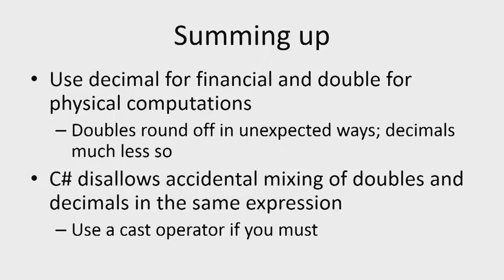C# disallows accidental mixing of doubles and decimals in the same expression. If you do have to mix doubles and decimals because you're dividing length by price or something like that, then you can always use a cast operator.